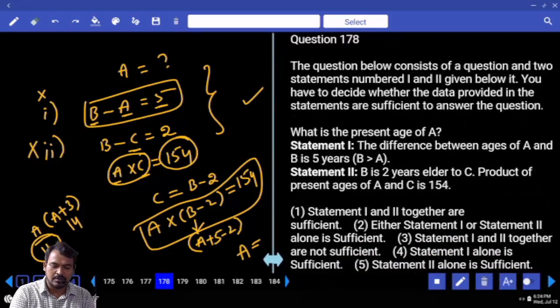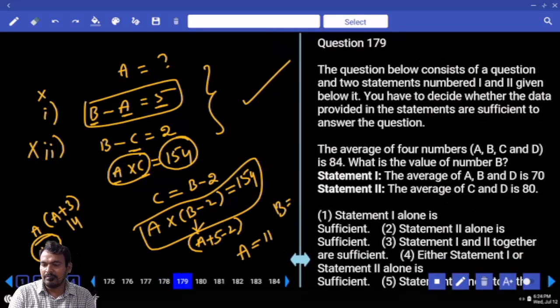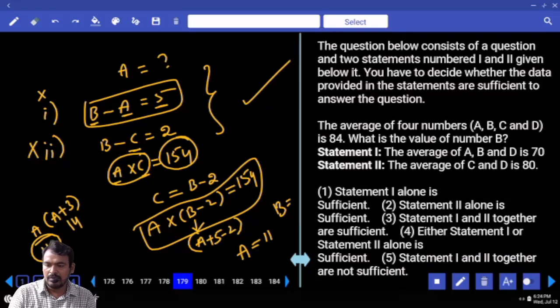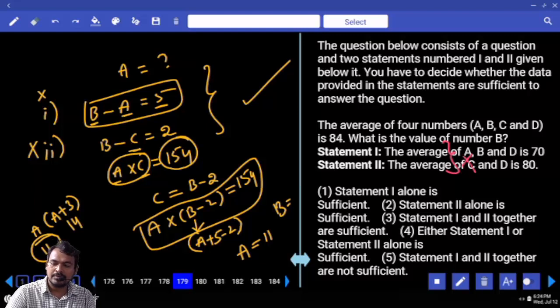Next question number 179. The average of 4 numbers is 84. What is the value of the number B? The required number is B. Statement 1, the average of A, B, D is given. Statement 2, the average of C and D is given. Only one alone? Only two alone? No. By using both? No. Then the answer is: both 1 and 2 together are not sufficient, that is, neither 1 nor 2.